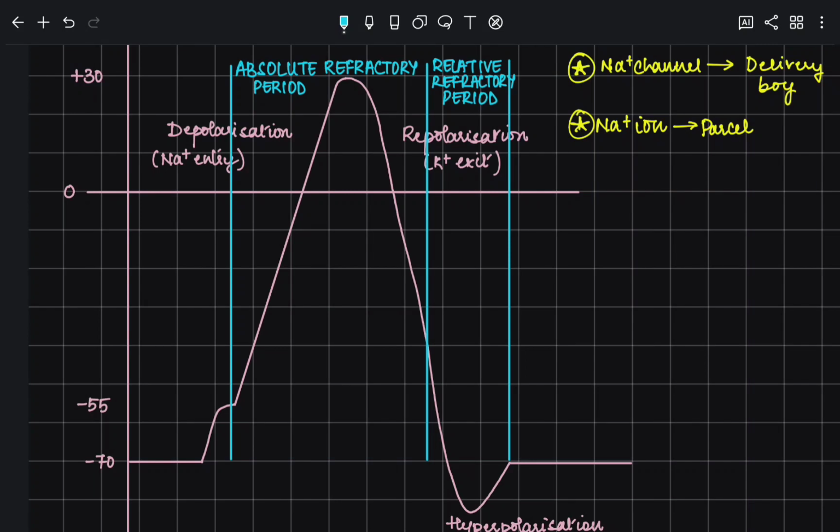Now let's start understanding absolute refractory period as well as relative refractory period with the help of the same analogy that we used there. Over there, sodium ion was our commodity or the parcel, whereas your sodium channel is going to be the delivery boy who is actually delivering your sodium ion. Now, all of these delivery boys need a 5-minute break after going for one round of delivery. So when they go for one round of delivery, they require a 5-minute break.